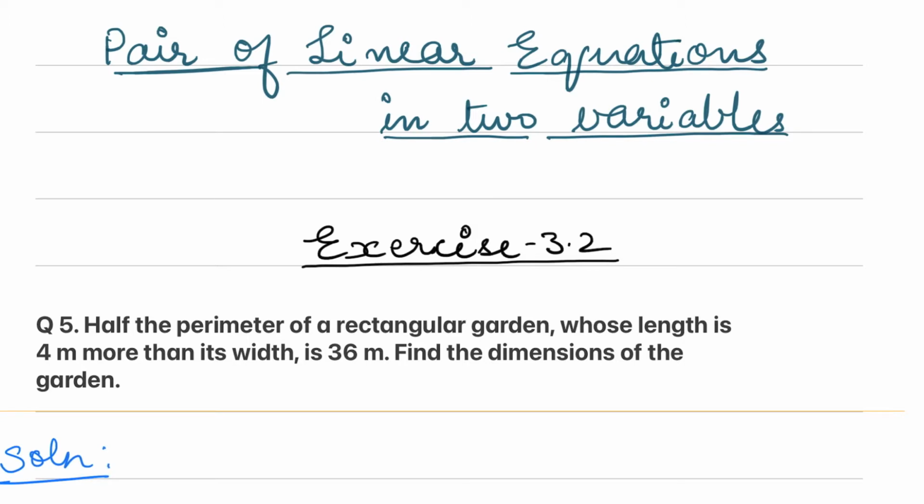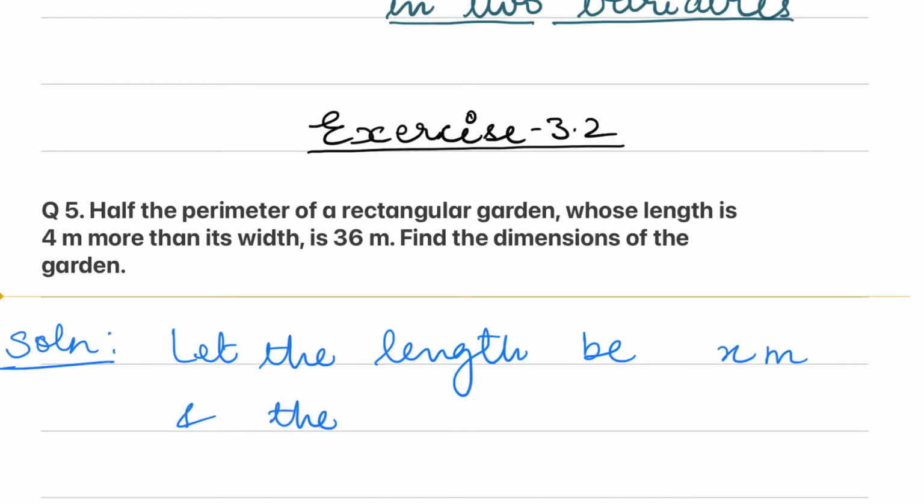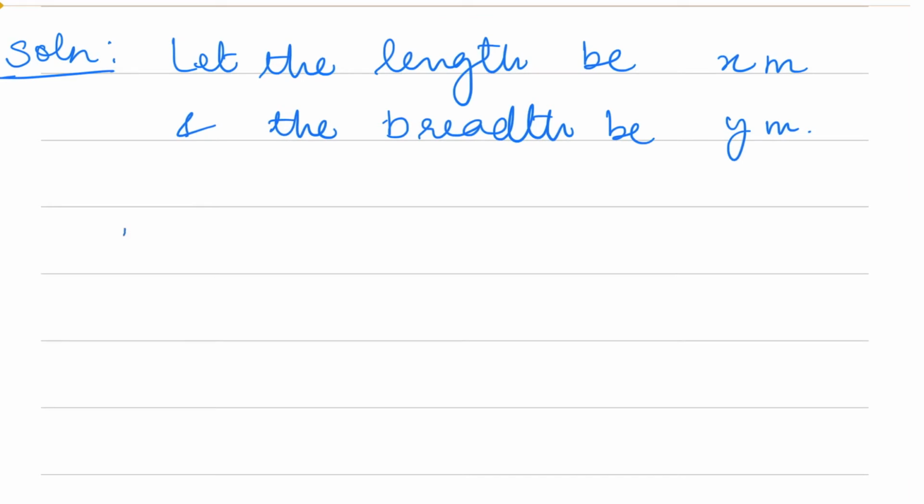Because it's a rectangular garden, we will need the length and breadth. So let the length of the rectangle be x meter and the breadth be y meter. The first condition is half the perimeter is equal to 36. Second, it is given that length is 4 meter more than the width, right?